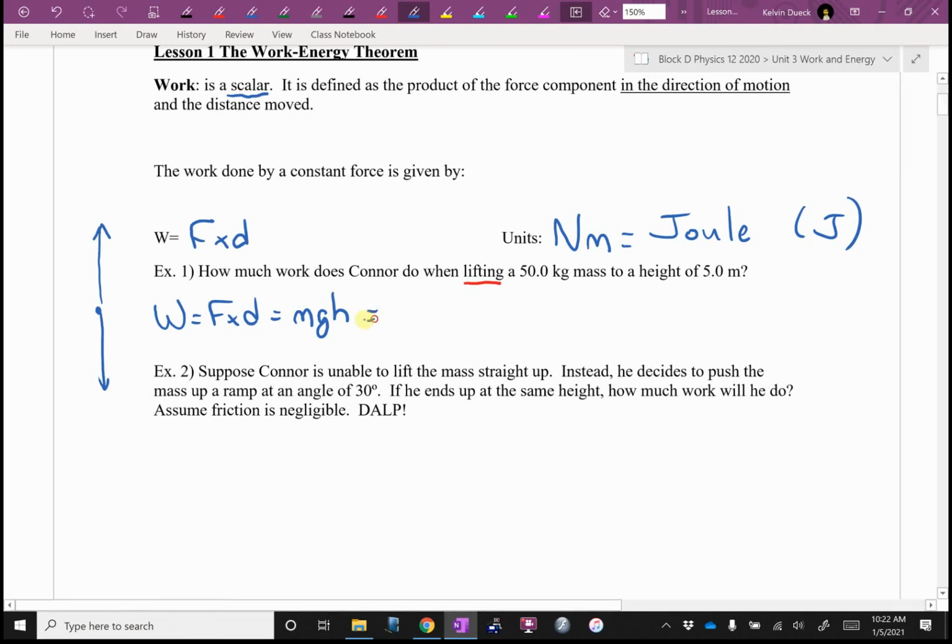Anyways, what was the mass? 50. G, 9.8. 5 meters. How much work? I can do that in my head. It's going to be 490 times 5. 500 times 5 will be 2,500. So it's 2450? Double check me. 2450? Okay.